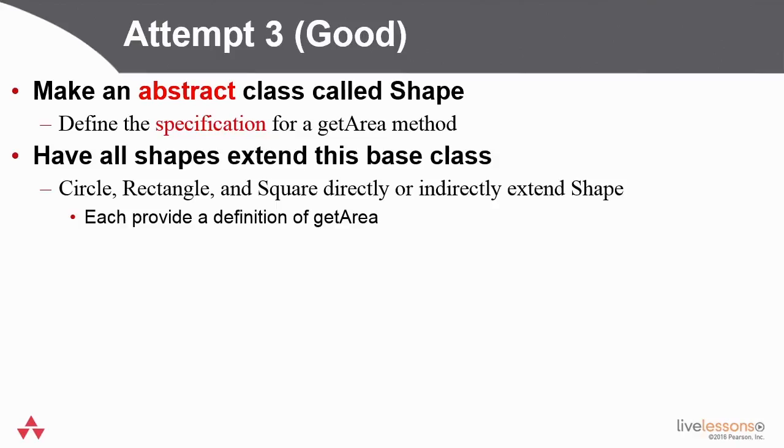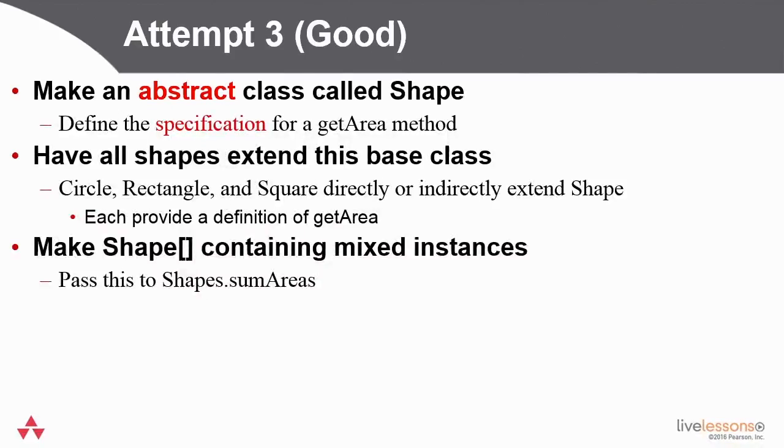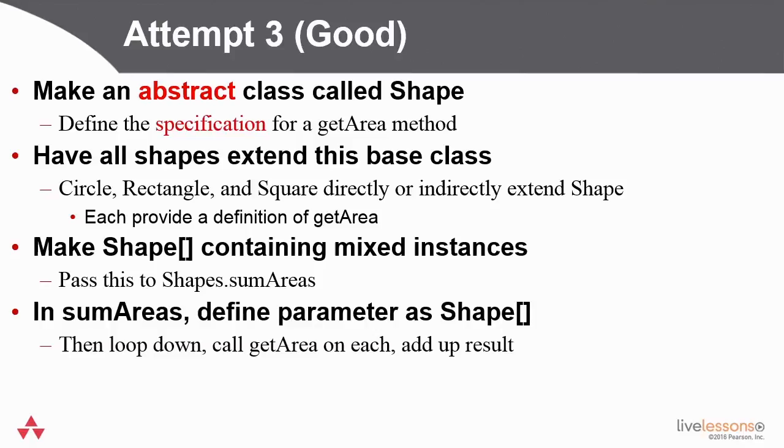The rest of the approach will be the same. We'll have all shapes extend this class, but now they can't forget. They must give a more specific definition of getArea. As before, we will make a shape array, but the things that we'll put in the shape array will not directly be shapes, they'll indirectly be shapes. They'll be circles, rectangles, squares, and so forth. We'll pass that to our static method, sumAreas, as before, and sumAreas will look exactly the same as it did before. It'll take an array of shapes, loop down, call getArea on each one, and add up the total.